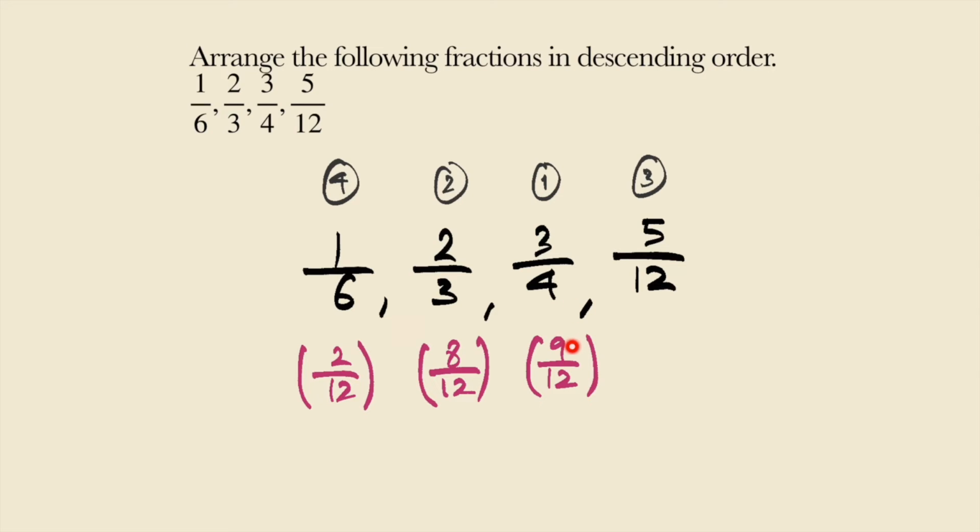Look at this 9 here. So this student, let's say, got 9 out of 12, right? That's pretty good. The next better student will be 8 over 12. So the final answer therefore is 3/4, 2/3, 5/12, followed by 1/6.